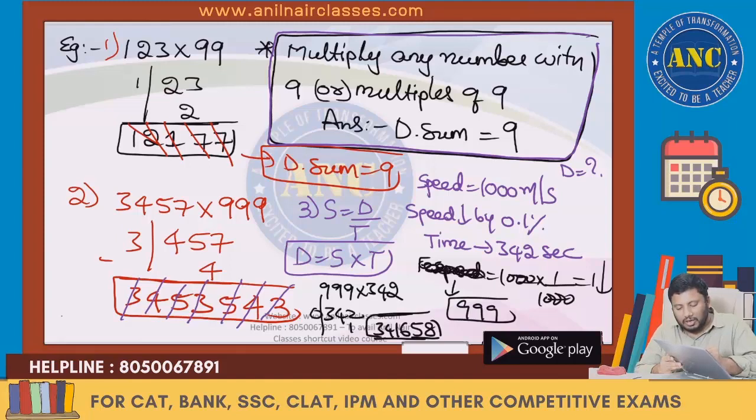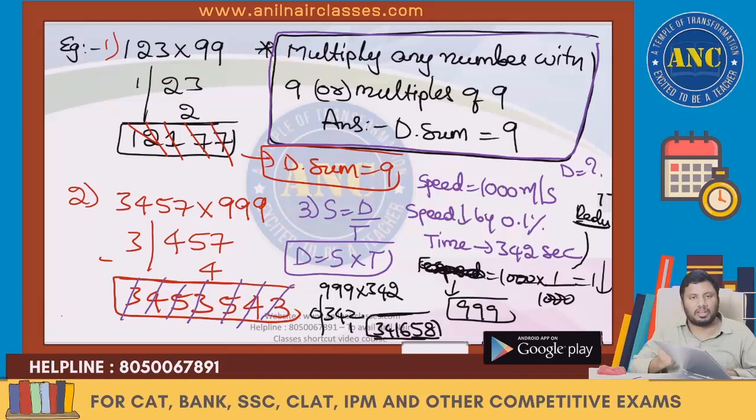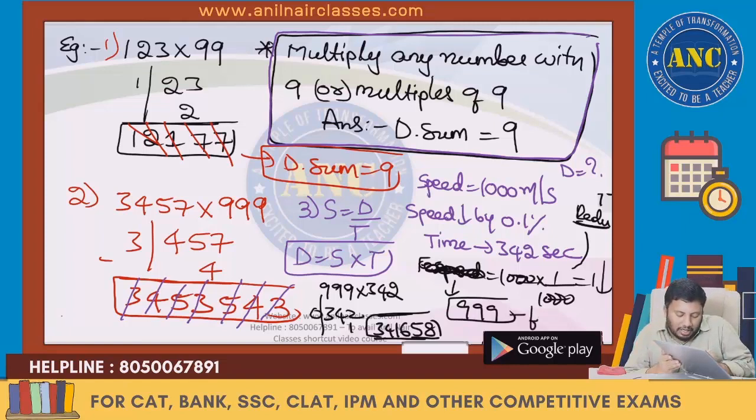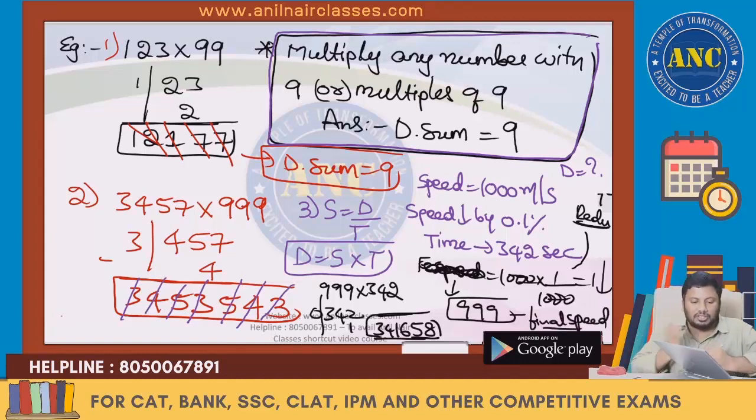So this will become 1000. This is nothing but the reduction: 1000 into 1 by 10 into 1 by 100, which is a 1 decrease. Final speed will become 999. I hope the idea is clear.